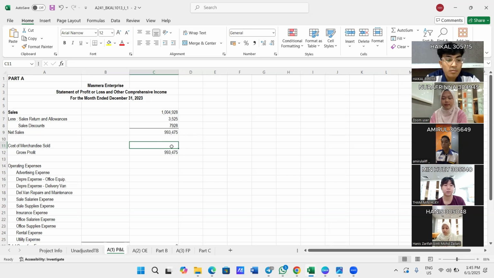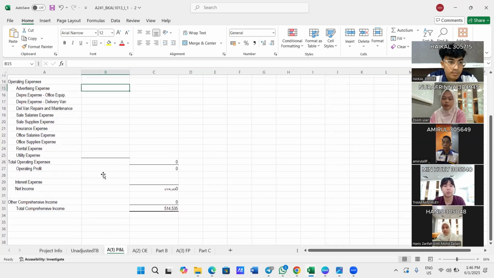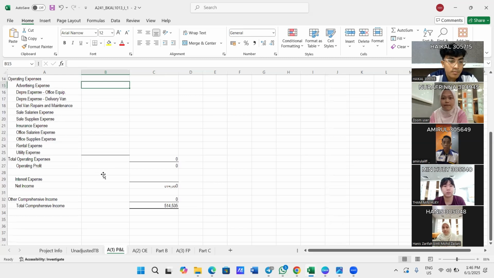For the cost of merchandise sold, the amount is 478,940. To get the gross profit amount, we take the net sales amount, which is 993,475, minus the cost of merchandise sold, which is 478,940. So the gross profit amount is 514,535. Okay, we move to the operating expenses. All the expenses are included as stated in the unadjusted trial balance information.